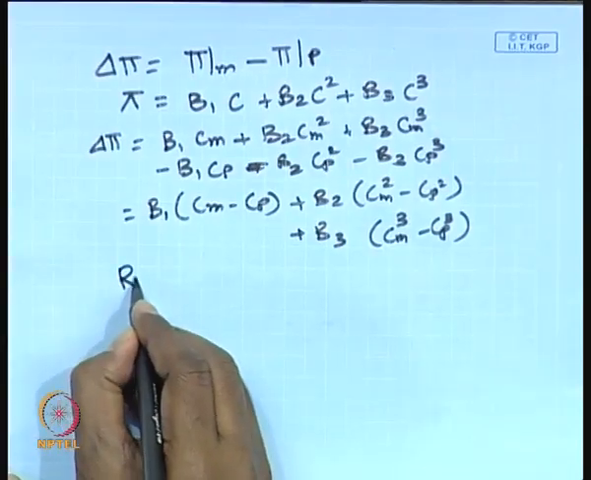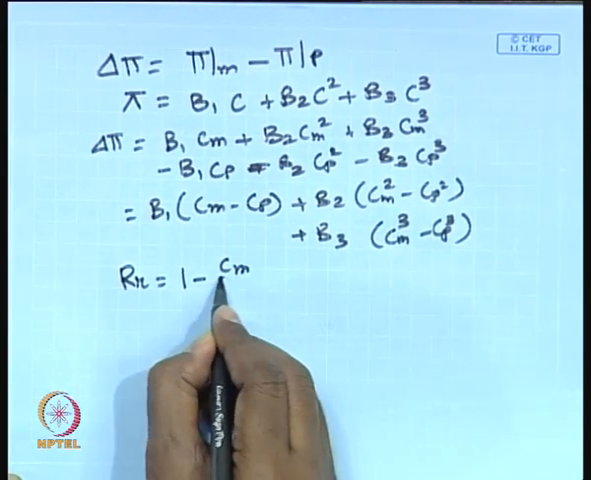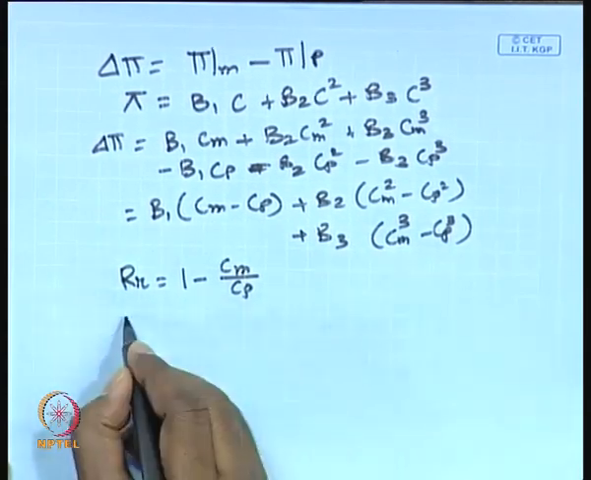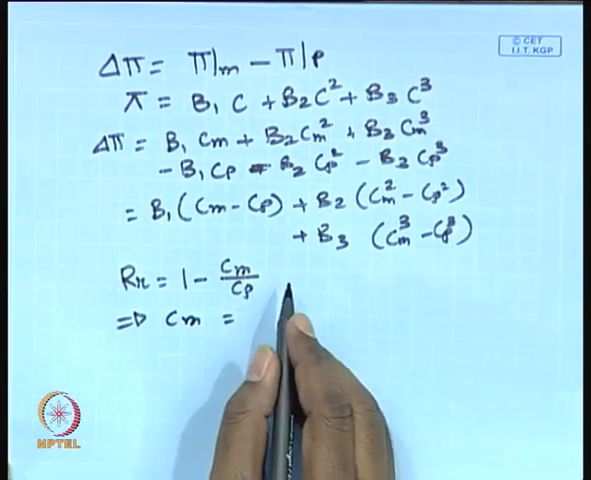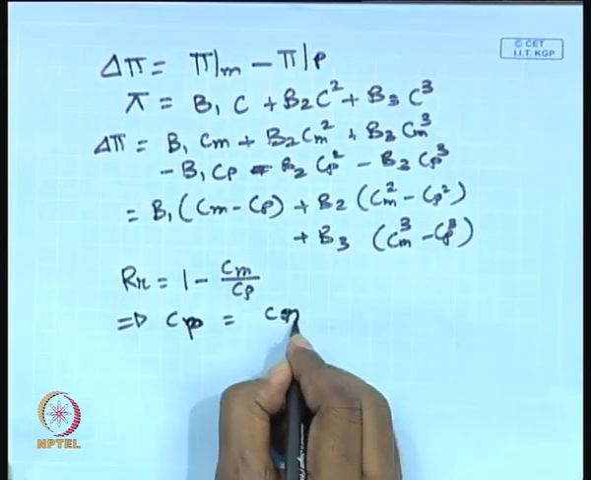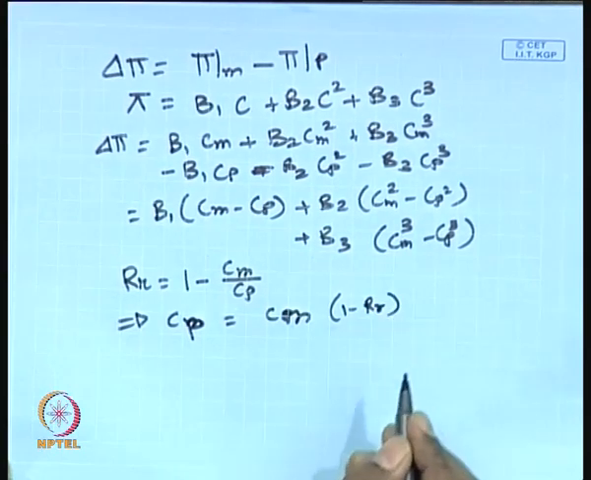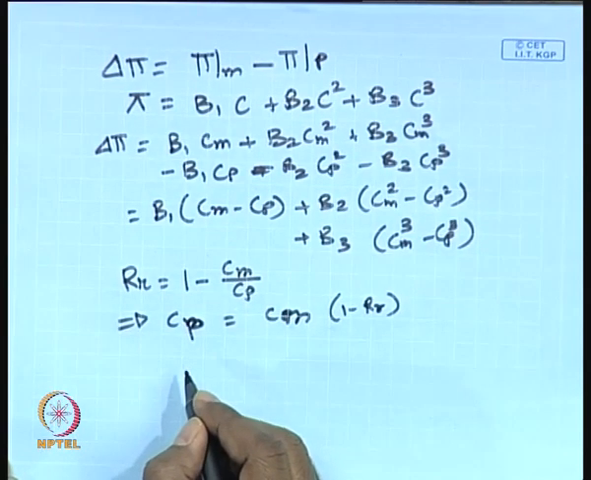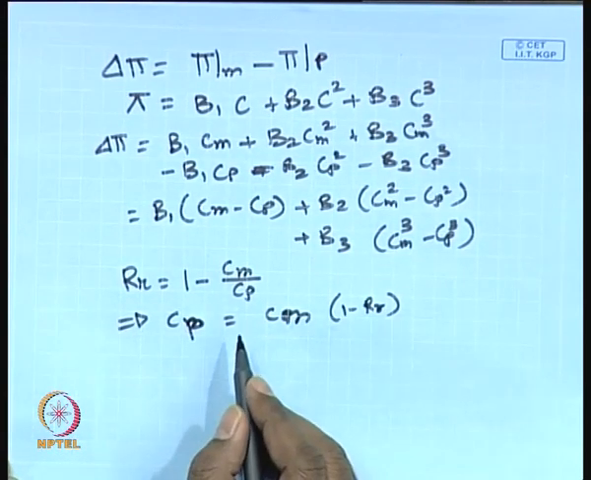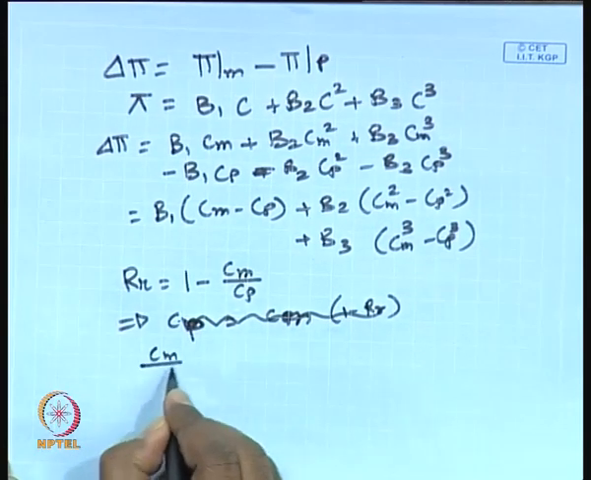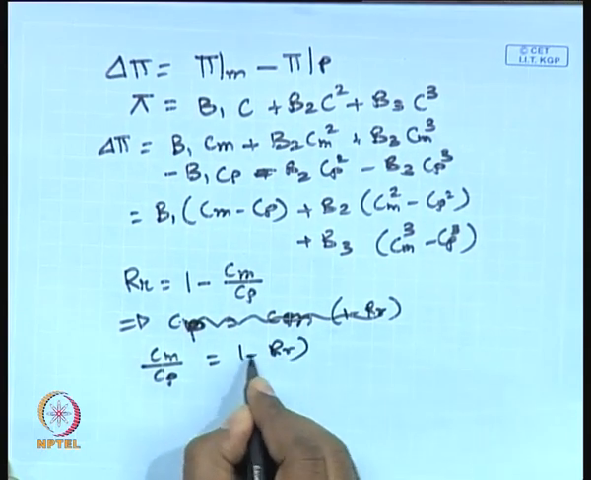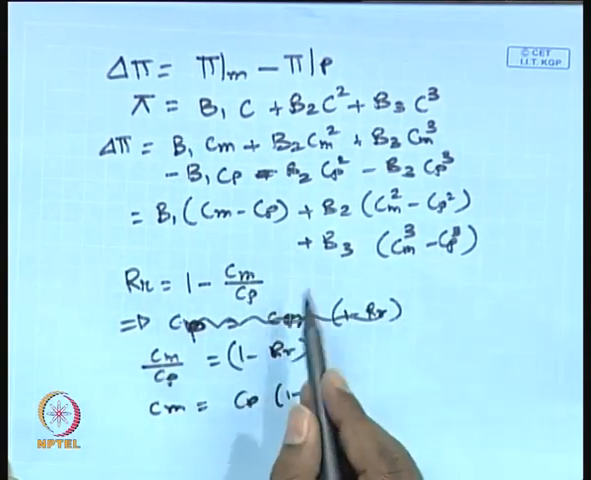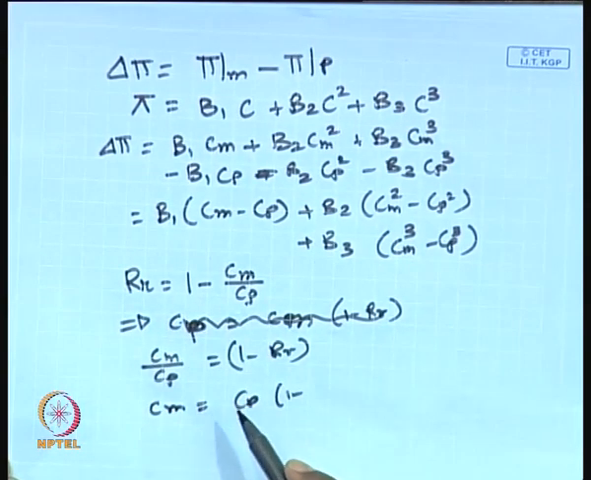Okay. Let us define a real retention RR, which is constant for a particular membrane solute system, and is nothing but Cm minus Cp over Cm. So, you can eliminate Cp from this equation of delta pi in favor of Cm, because RR is constant. So, what is Cp? Cp is nothing but Cm into 1 minus RR. Right. Now, I will just derive it. Cm minus Cp divided by Cm will be RR. So, Cp will be Cm into 1 minus RR. So, I think there is a mistake there. RR will be 1 minus Cp by Cm, if you remember the definition of RR.